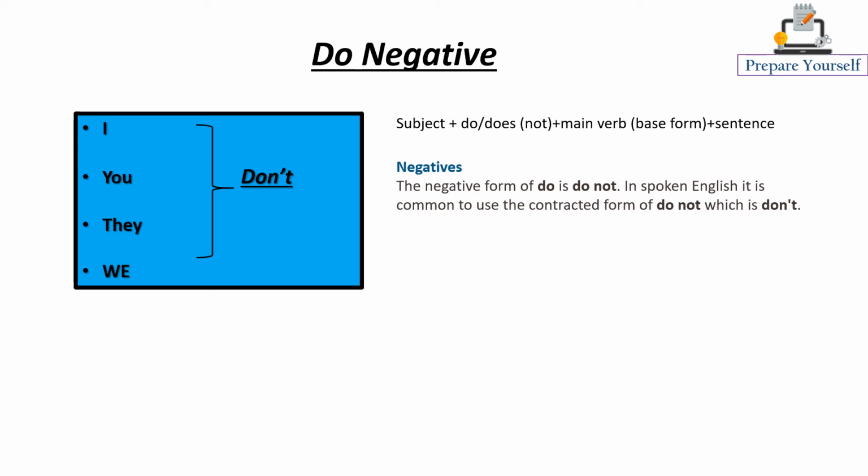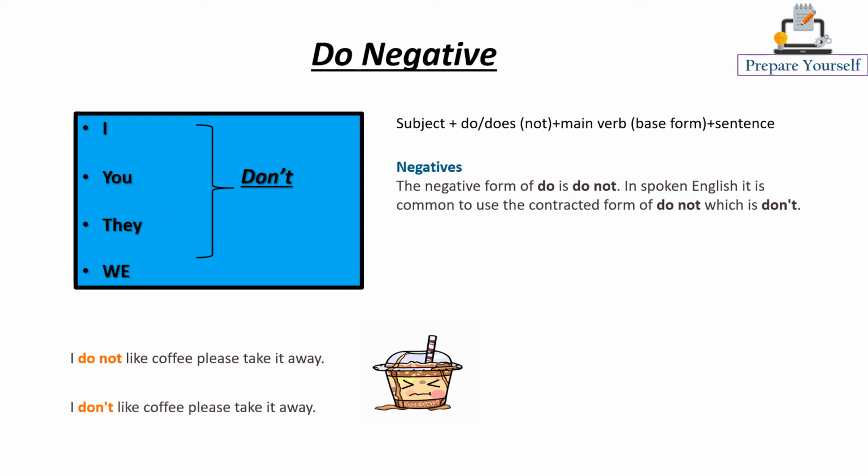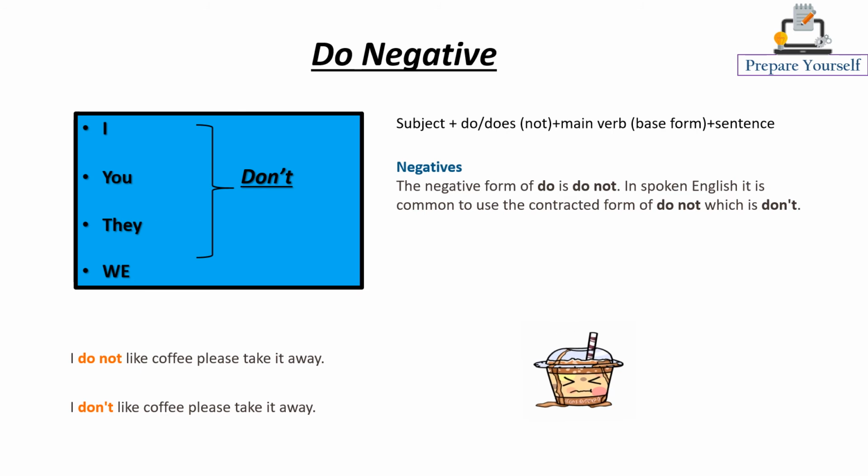Let's have a look at the example. I do not like coffee. Please take it away. This is not the correct way of speaking. The correct way is, I don't like coffee. Please take it away. See what happened? The right sentence structure helped us.